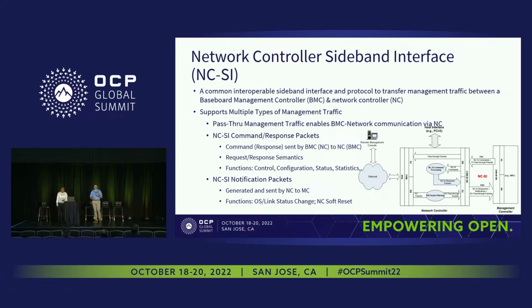So let's just talk a little bit more about each one of these individual interfaces. Starting with NCSI, it's the Network Controller Sideband Interface. Now this is going to be an interoperable sideband connection between the BMC and a network controller. Now at a physical layer, you saw in the previous stack picture, there's a little bit of a blurring of the line between the physical layer and the transport because it's an RMII-based transport.